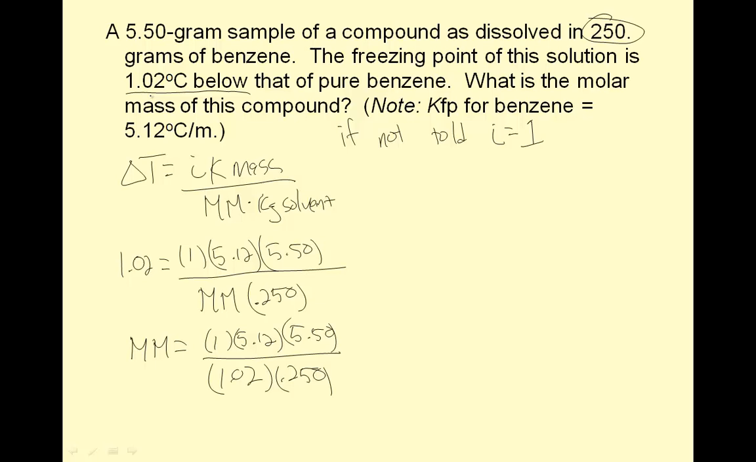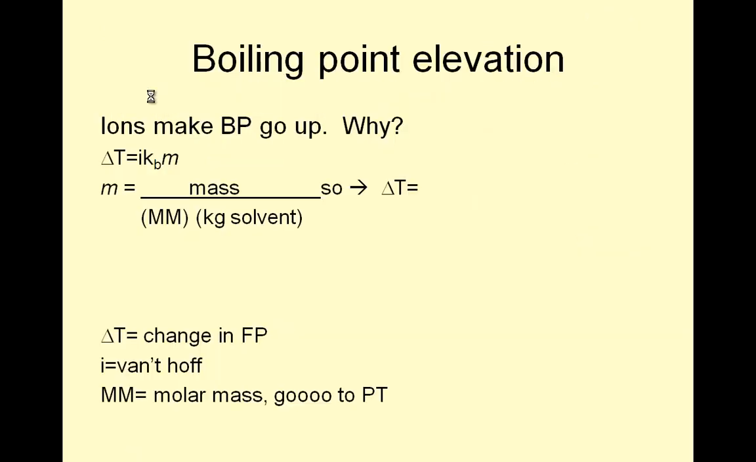And now it's off to the calculators. So molar mass equals 5.12 times 5.5 divided by 1.02 divided by 0.25, which is 110.4 grams per mole. You should know that's the unit for molar mass, not the mass of it.